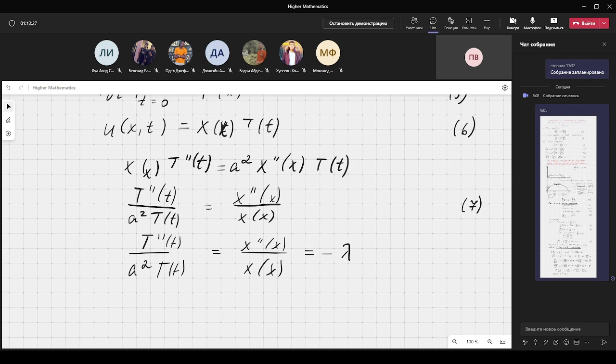From these equations, we get two equations: X'' plus lambda times X equals 0, and T' plus lambda times a squared times T equals 0. Formulas 8 and 9 respectively.